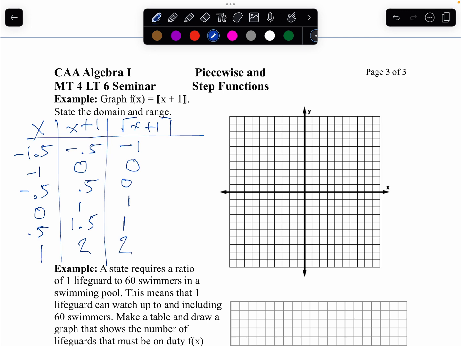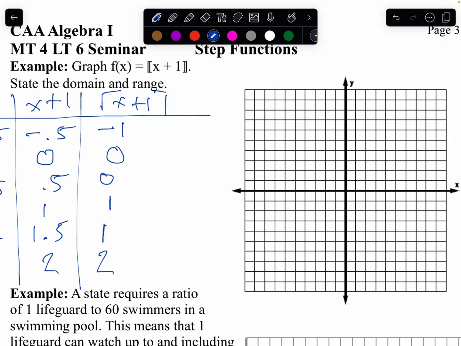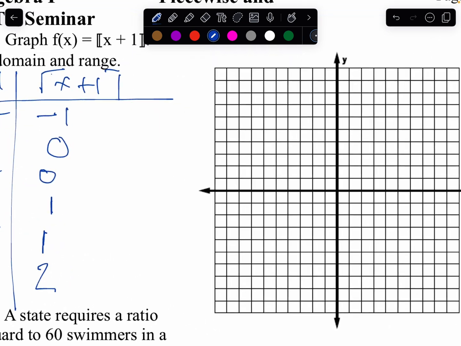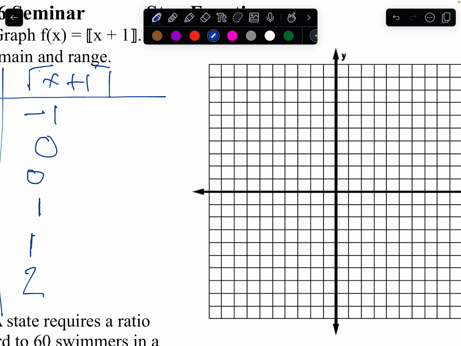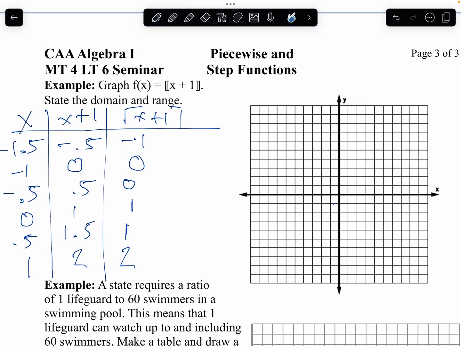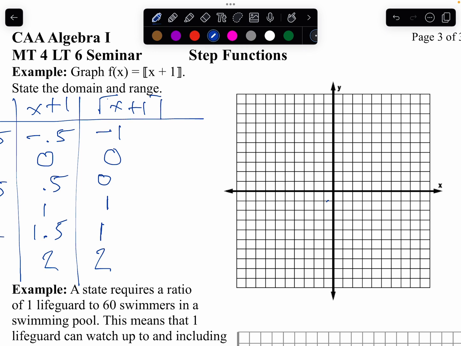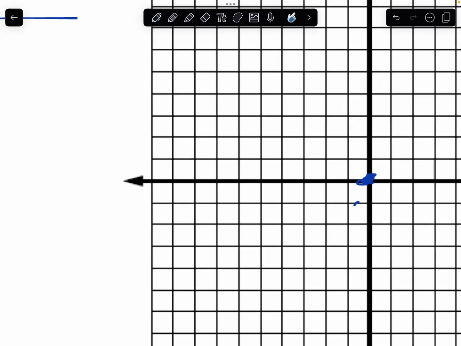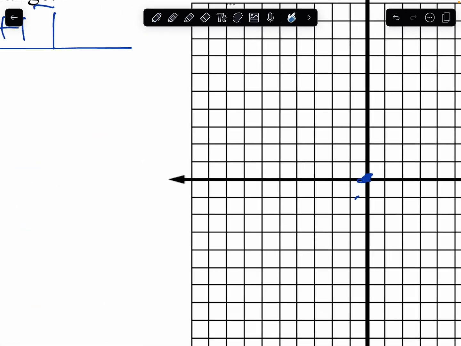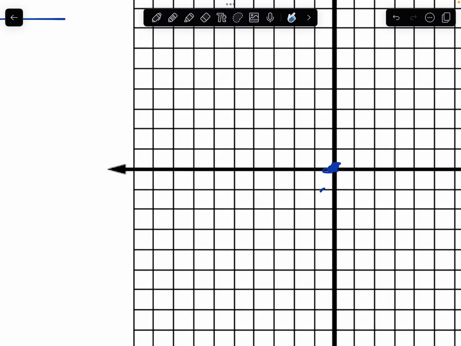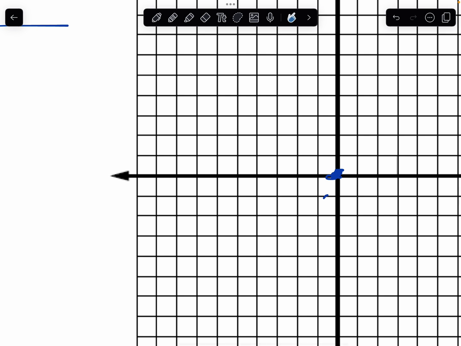So if I'm at negative 0.5, I'm down here at negative 1. Then I'm going to graph 0, 0. This is where you can start seeing it. So 0, 0. Anything that is smaller than 1, well, that's going to stay at 0, isn't it? So I'm going to go all the way here to 1. I'm not going to include 1.